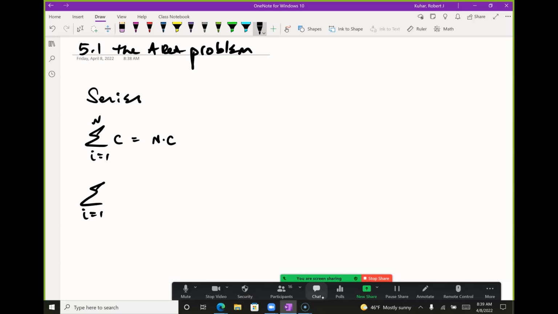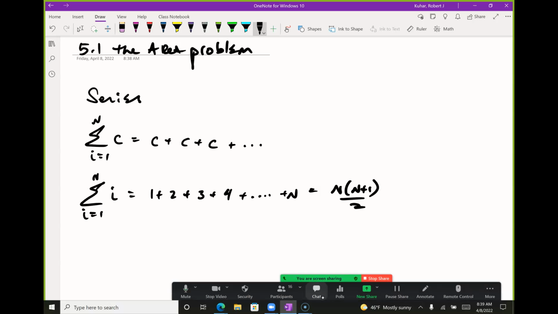If I add up the indices, so 1 plus 2 plus 3 plus 4 plus all the way to n, I get n times n plus 1 all over 2. If you had pre-cal with me, we did these. I guess I should write out the first one too, right? It's c plus c plus c plus dot dot dot plus c, n times.